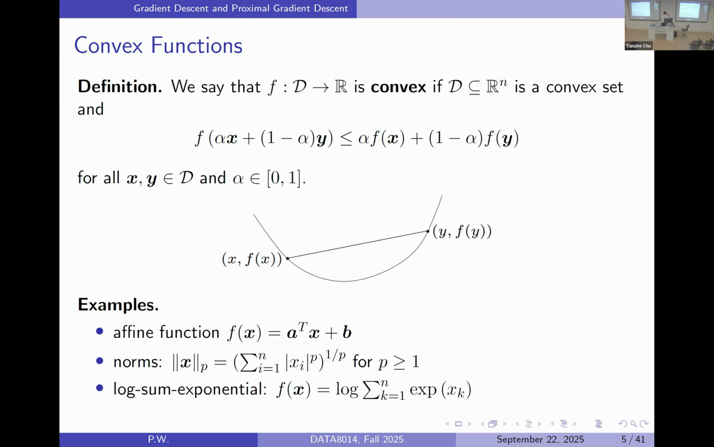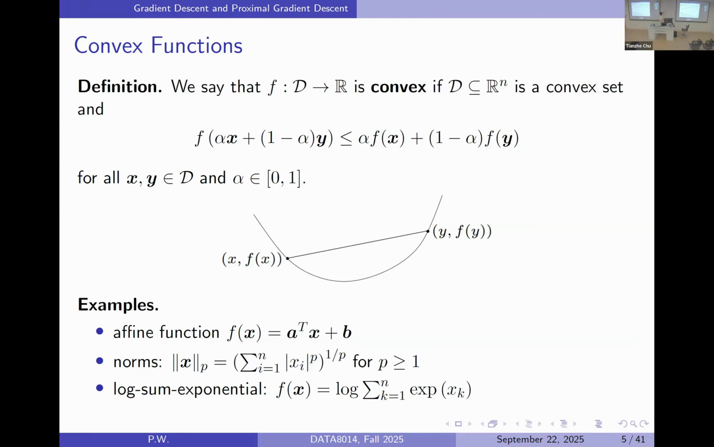Suppose we have a function like this. You pick a point x here, and the function value at this point is f(x), and then pick another point y, with function value f(y). According to the definition, we draw a segment between these two points. This point is y, this point is x, and the function values are f(x) and f(y). And what is this point on the segment? That is alpha x plus (1 minus alpha) y, and at this point the function value is this one.